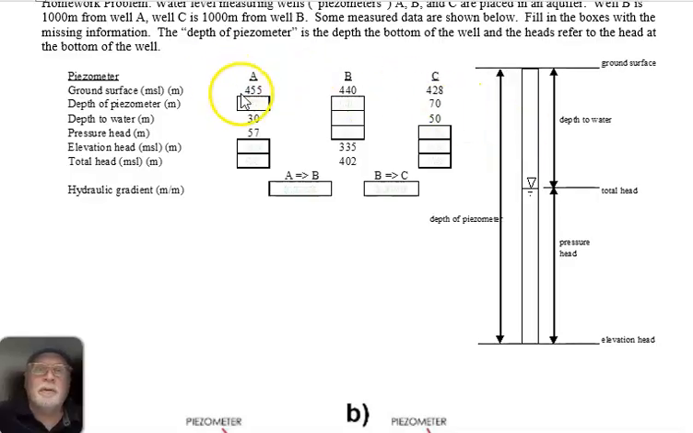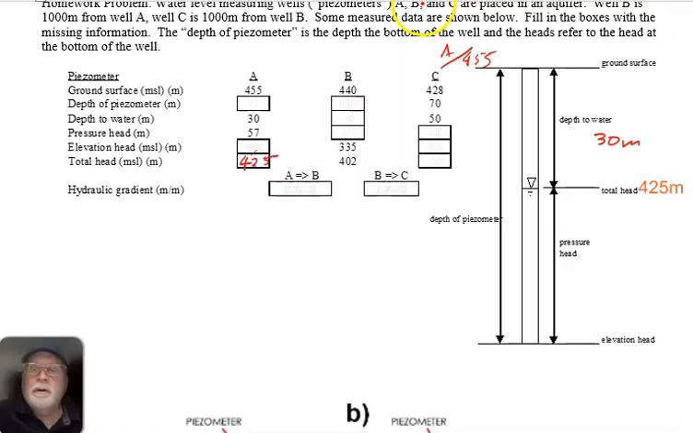In this case, the ground surface for A is 455 meters, and then we're going down. I'll write these numbers here for A. This is for A, with slightly different numbers for the other ones. The depth to water is 30 meters, so we're going to go down 30 meters. So 455 minus 30, the total head then is going to be at 425.